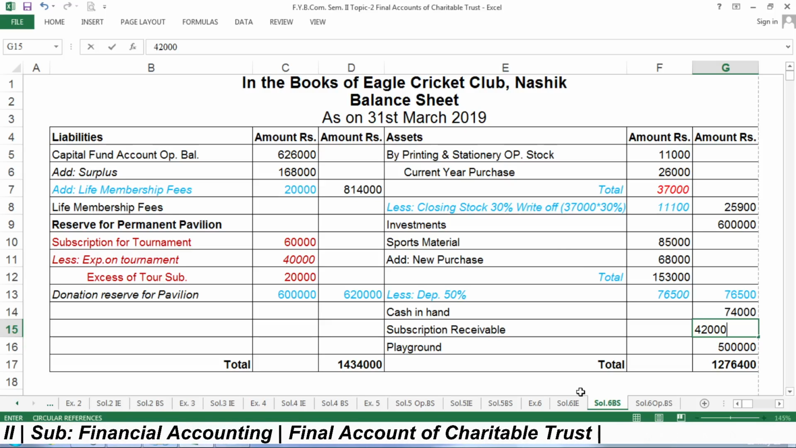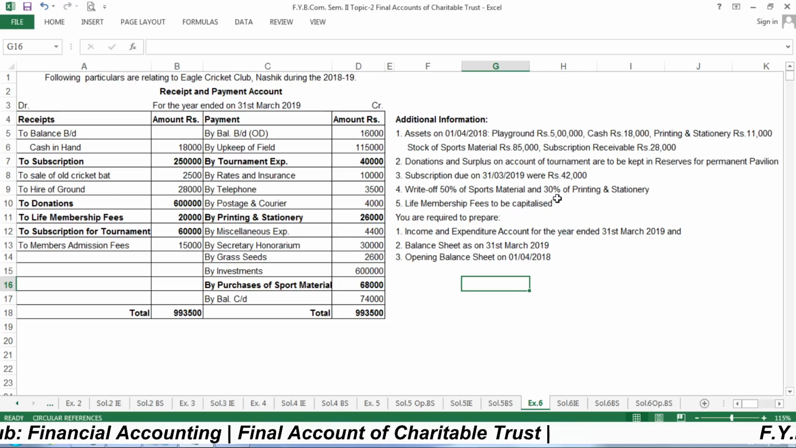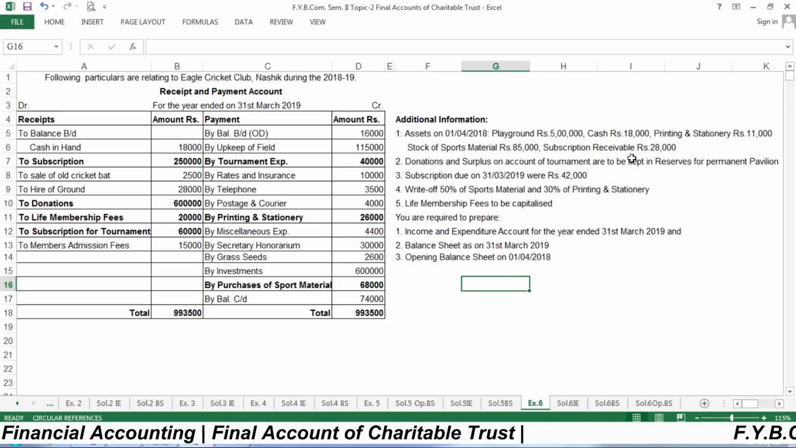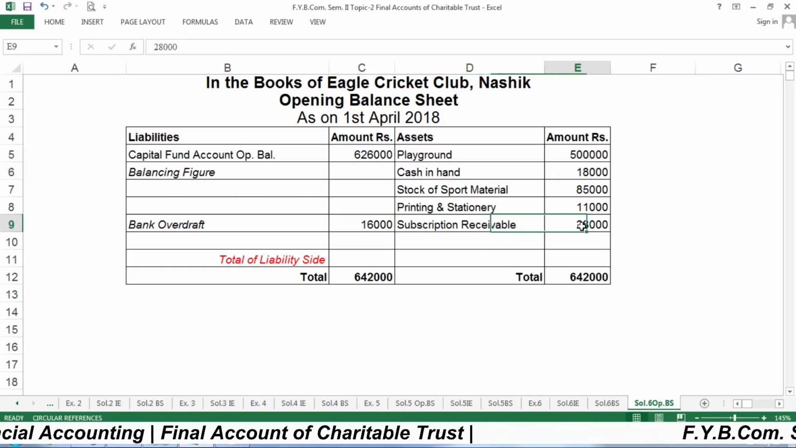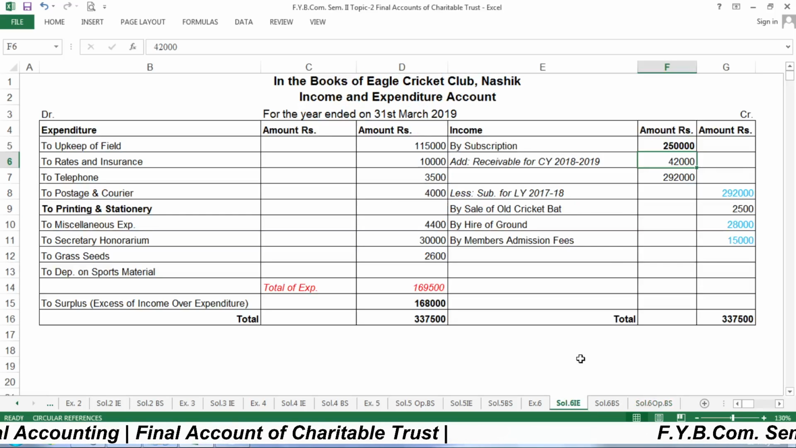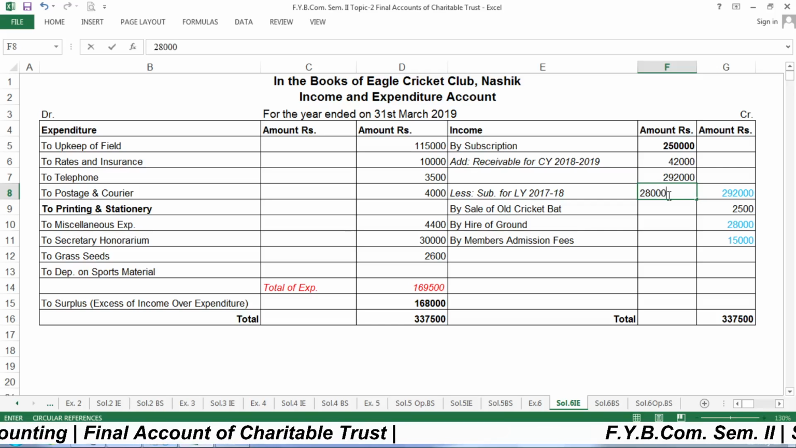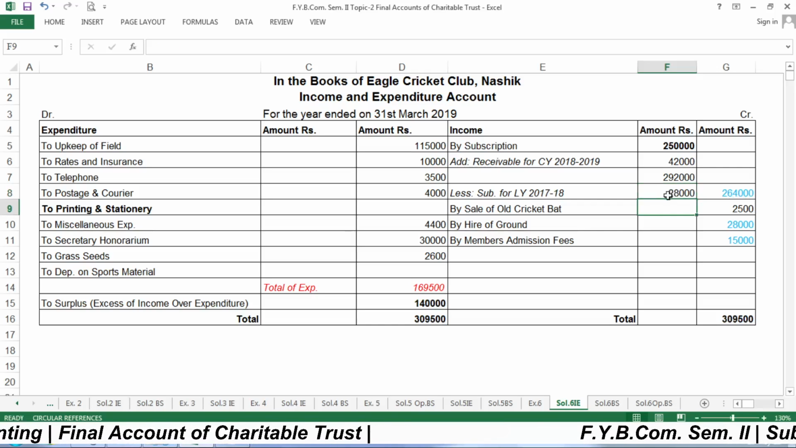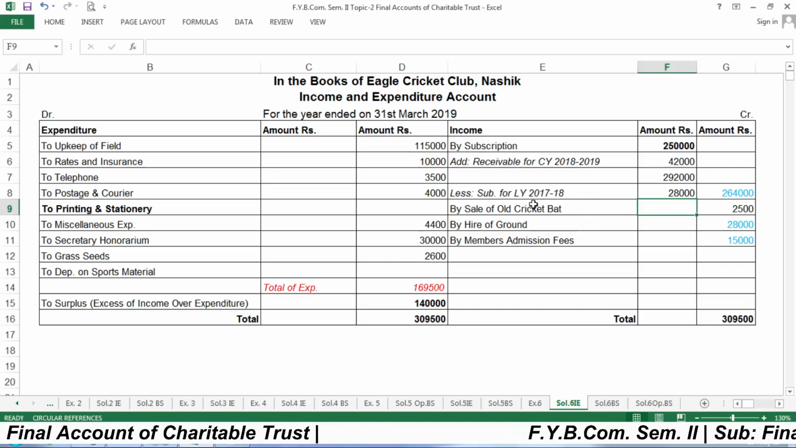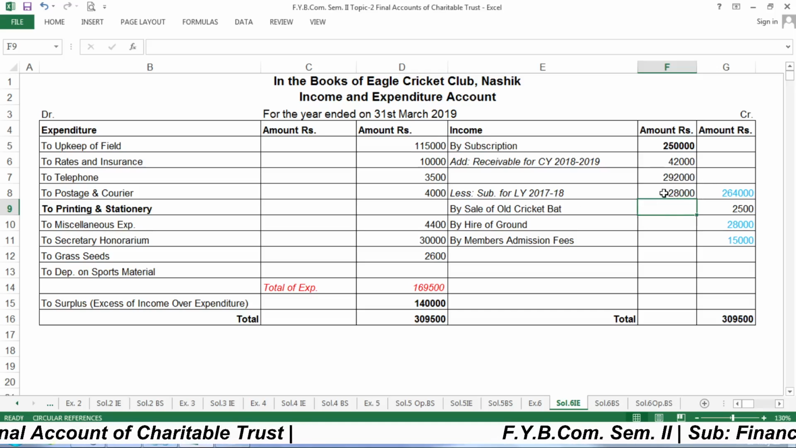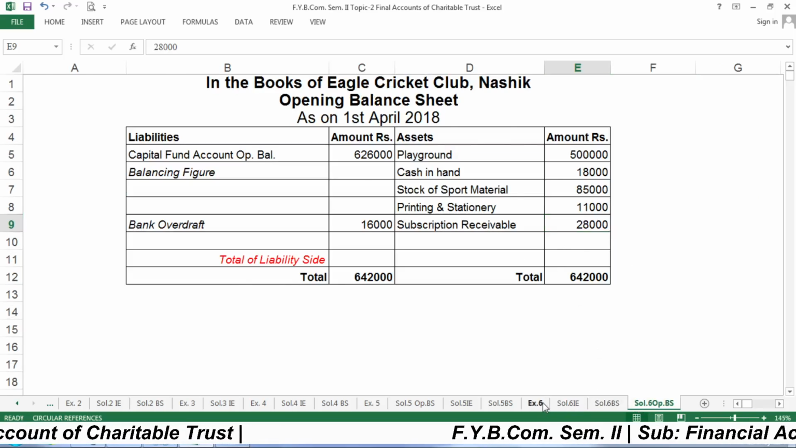of our balance sheet. Now our next adjustment is regarding subscription of rupees 28,000. The subscription of rupees 28,000 was receivable in the last year, and in the current year we received subscription of rupees 2 lakh. That means the amount of 28,000 is for the last year, which has to be deducted from the current year, because this is the subscription for the current year and this is not for last year. So we have to deduct the 28,000, and the second effect is mentioned already in the opening balance sheet.